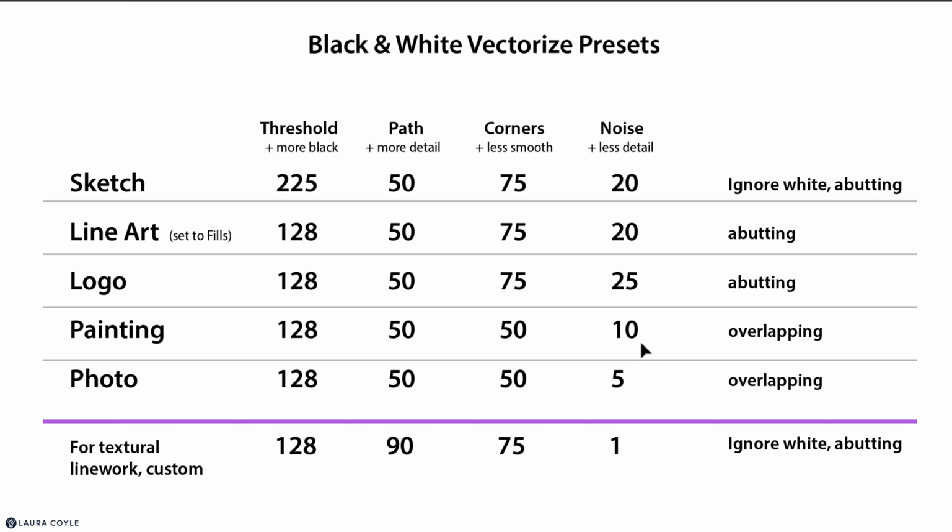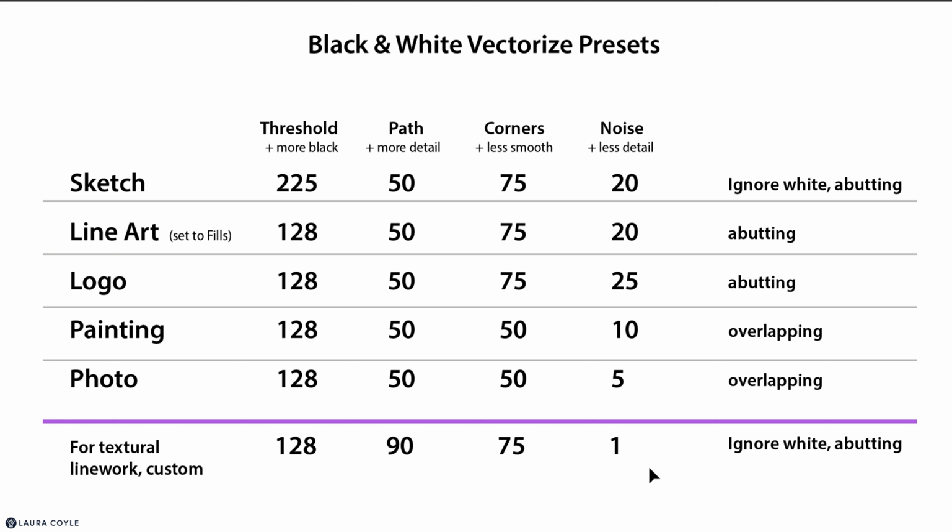If we look down at painting and photo, this makes sense. Photo is where you're kind of looking for the most detail. So the preset has that set at 5 pixels of noise. And then the painting preset has it at 10 pixels of noise. And for my art, I'm setting it at 1. But of course, remember, I'm doing a black and white tracing, and I'm also going to ignore white, which removes a lot of anchor points. There's a lot of extra things that aren't going to be traced here.